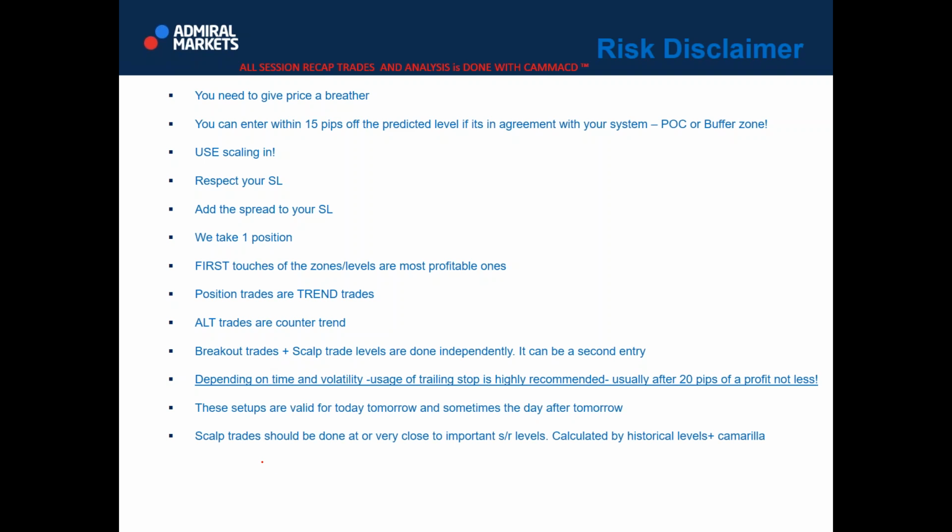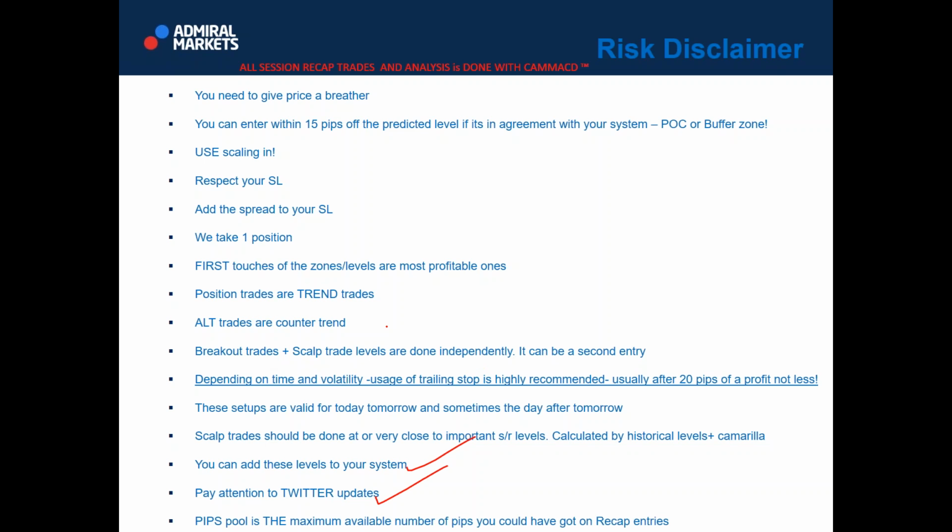Scalp trade should be done at or very close to important support resistance levels. Those setups are calculated by historic levels and Camarilla. Add these levels to your system, it's very important. And pay attention to my Twitter updates because I can update a setup or post a new setup. And the term pips pool is the maximum available number of pips you could have got on recap entries.